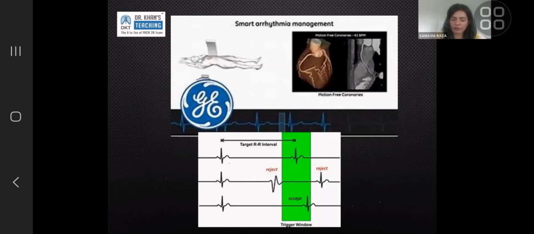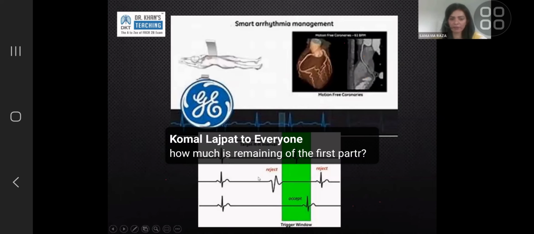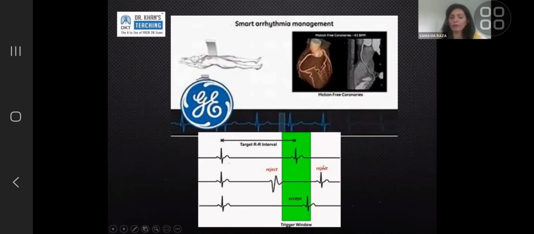In terms of post-processing or during image acquisition, something really advanced that has come up in the last 3 years is something called smart arrhythmia management. This is a vendor-specific term by GE, but there are different models across. What it means is the scanner is smart. The scanner is reading the ECG while the scan is happening, which is not something that used to happen before. What used to happen before is it would acquire the images, like the below image, and then reject them later on, but it would have radiated the patient. What smart arrhythmia management means is the scanner is now so smart that it is reading the ECG while the scan is happening.